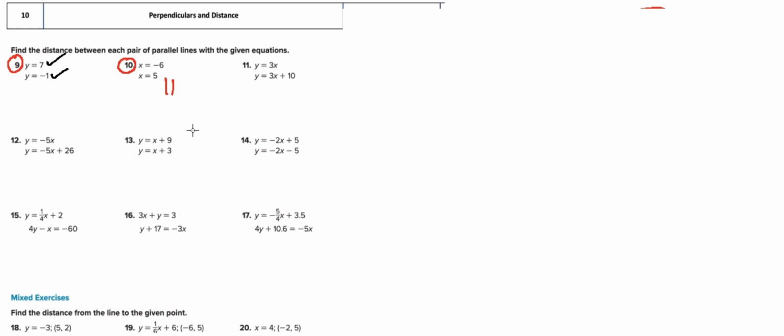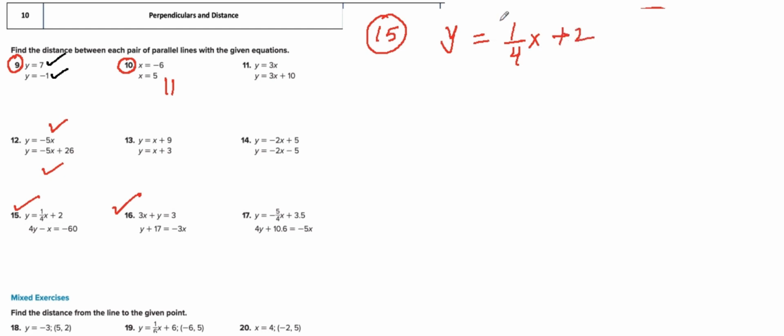Now, all these I think are parallel because the slope is the same everywhere. Let us suppose I take question number 16 or 15. Look at 15. y is equal to 1 over 4 x plus 2. Bring y to this side and the 2 to this side, standard form. So 1 over 4 x minus y, and 2 will go to the other side as minus 2.